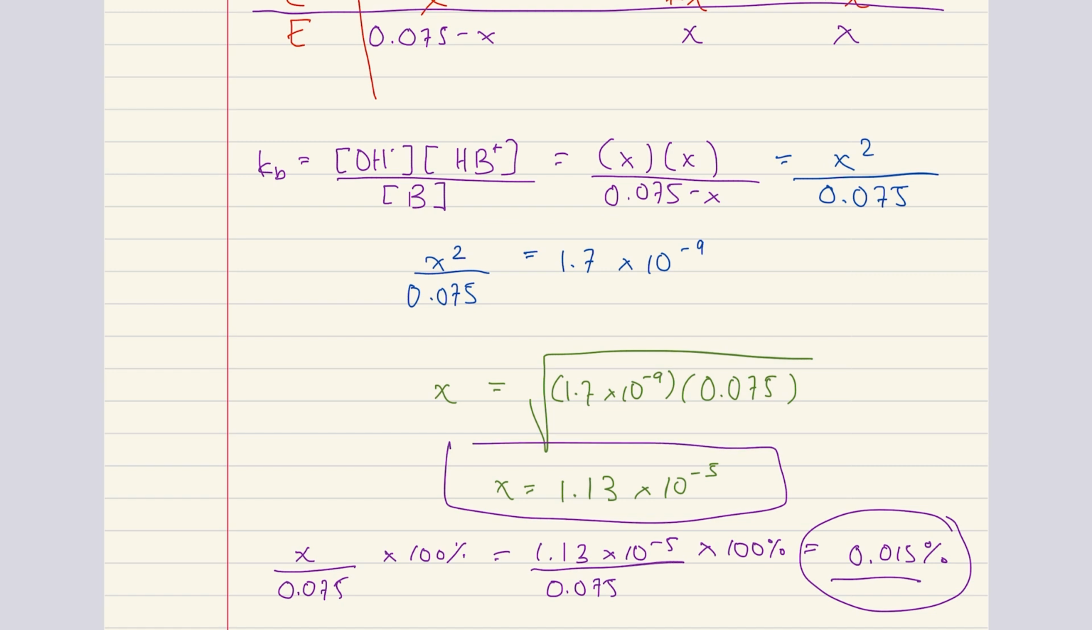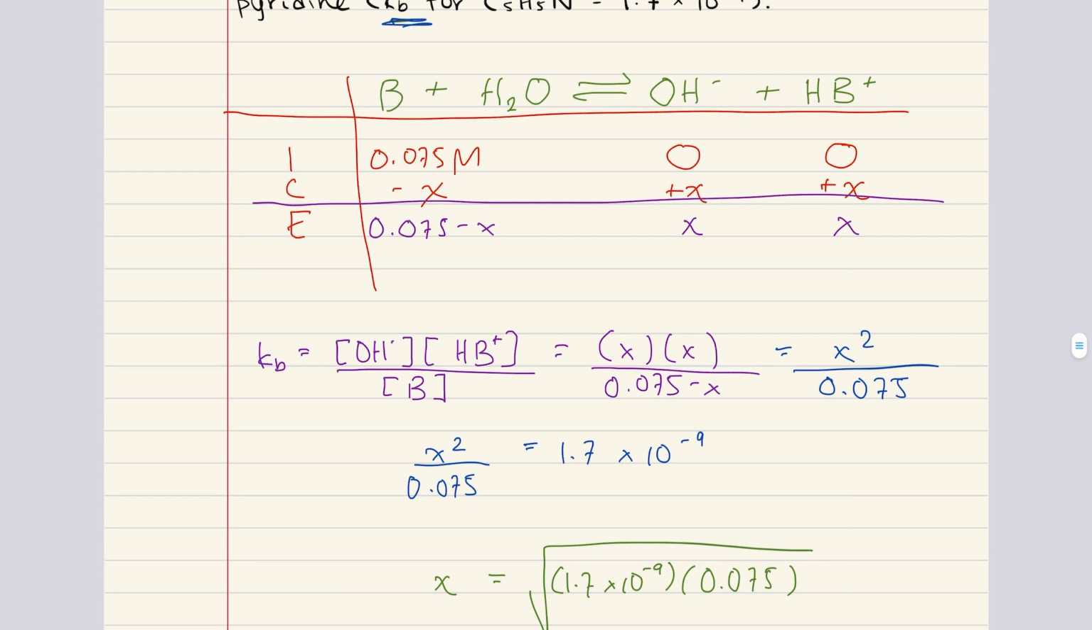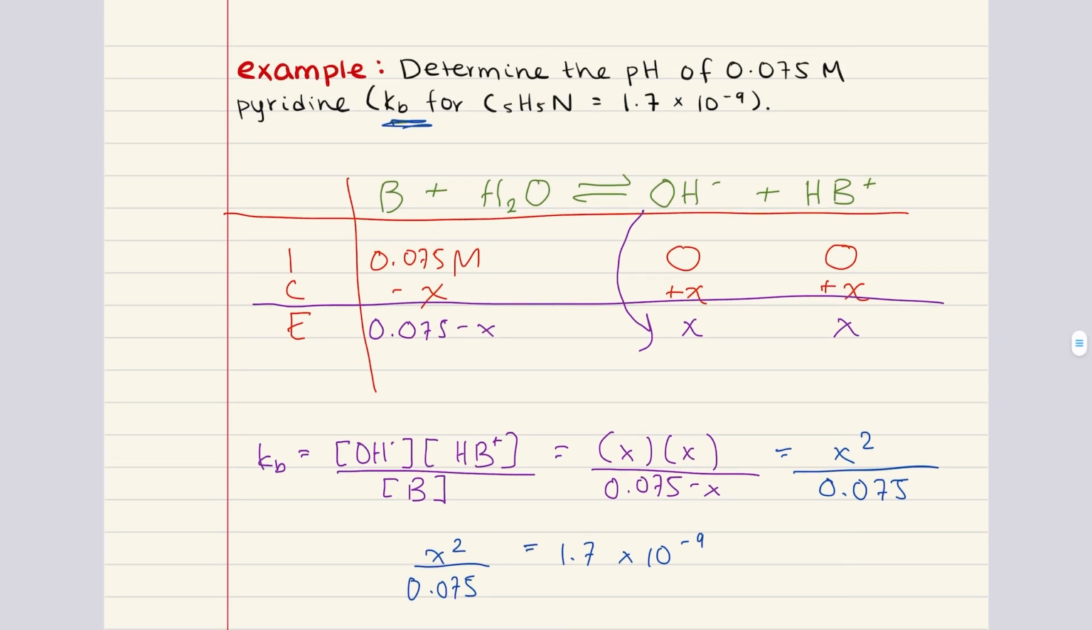If X is equal to 1.13 times 10 to the minus 5, and we expressed that the equilibrium concentration for our hydroxide ions is equal to X, we now have enough information to calculate the pOH. Now, I know that's not what this problem asked for, but that's the first step we need to do. Because we're dealing with a weak base, we have our hydroxide ion concentration. We can use that to calculate pOH, and then from there we can finally calculate the pH.